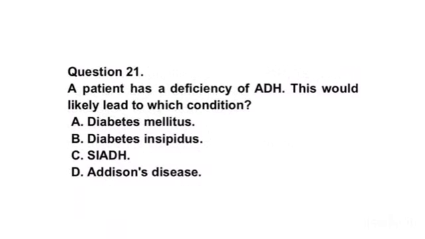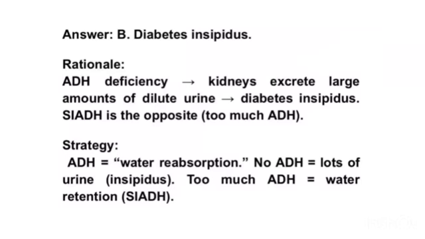Question 21. A patient has a deficiency of ADH. This would likely lead to which condition? A. Diabetes mellitus. B. Diabetes insipidus. C. SIADH. D. Addison's disease. Answer B. Diabetes insipidus.